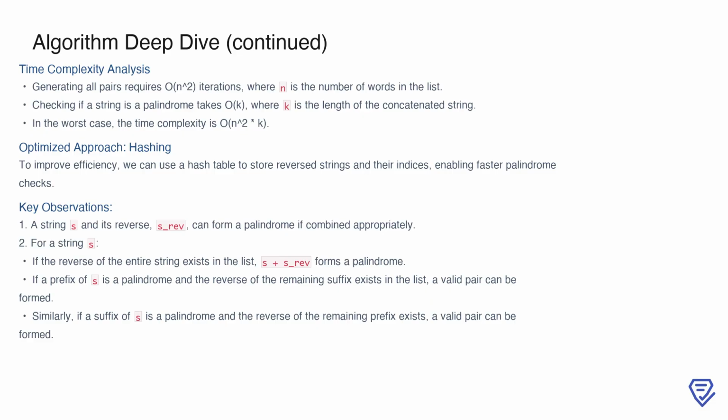To address this inefficiency, we can employ an optimized approach using hashing. A key insight here is that palindromes exhibit certain predictable patterns. For instance, if a string s is paired with its reverse s_rev, the result is always a palindrome. Using this observation, we can leverage a hash table to store reversed words and their indices. With this setup, we can efficiently check for valid palindrome pairs without generating all possible combinations. Additionally, by splitting words into prefixes and suffixes, we can identify cases where only part of the word contributes to the palindrome, further reducing redundant computations.